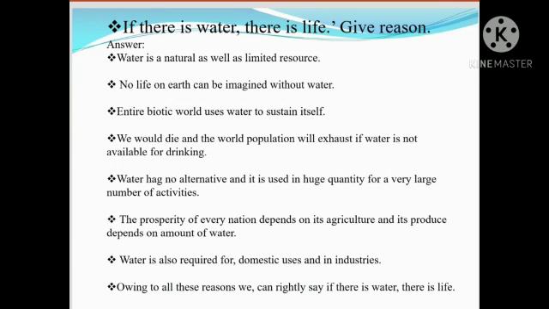The entire biotic world uses water to sustain life. We could die and the world population would be exhausted if water were not available for drinking. Water has no alternative and it is used in huge quantity for a very large number of activities. The prosperity of every nation depends on its agriculture, and its produce depends on the amount of water. Water is also required for domestic uses and in industry. Owing to all these reasons, we can rightly say, if there is water, there is life.